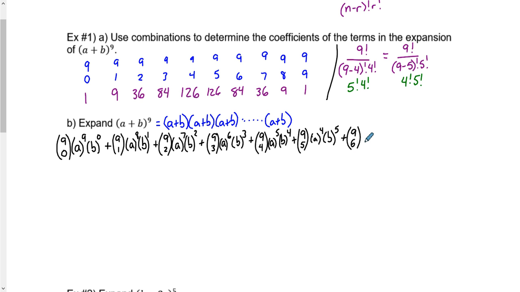9C6, a to the power of 3, b to the power of 6. 9C7, a to the power of 2, b to the power of 7. 9C8, a to the power of 1, b to the power of 8, and 9C9, a to the power of 0, b to the power of 9.